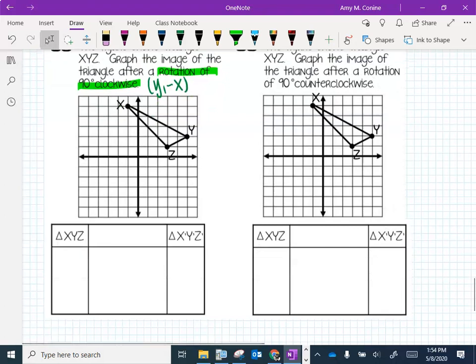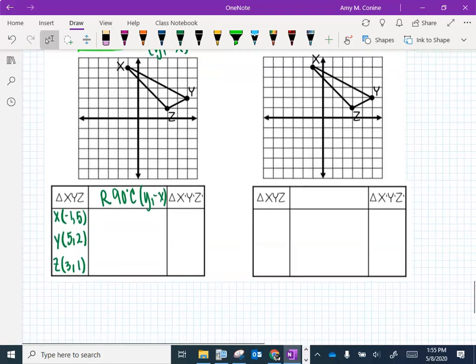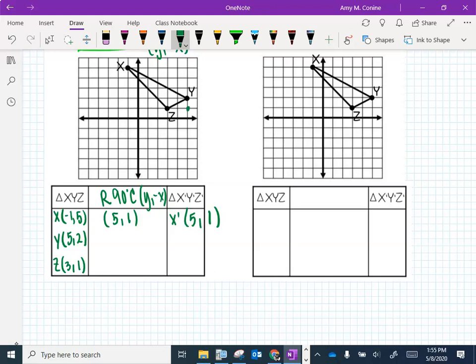So we have these points, we need to figure out what X, Y, and Z are. X is at -1, 5. Y is at 5, 2. And Z is at 3, 1. So we're going to do a rotation of 90 degrees clockwise, which is Y opposite X. We're just going to switch our X and our Y, and then we're going to say opposite. So X prime is now at 5, 1. That's X prime.